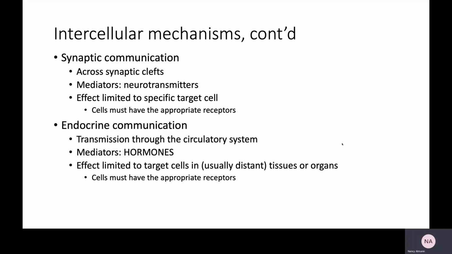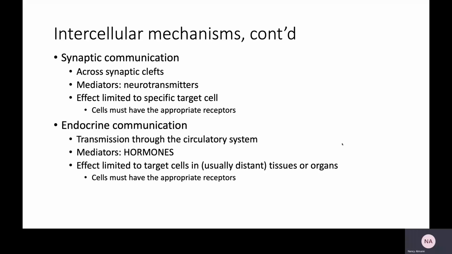We talked about synaptic communication when we talked about the neuromuscular junction, and when we talked about synapses within the nervous system. So you have neurotransmitters, which are the chemical messengers that are going to travel across synaptic clefts. The effects will be limited to specific target cells. And of course, those cells that are the postsynaptic membrane have to have the appropriate receptors for that neurotransmitter that is released from the presynaptic neuron.